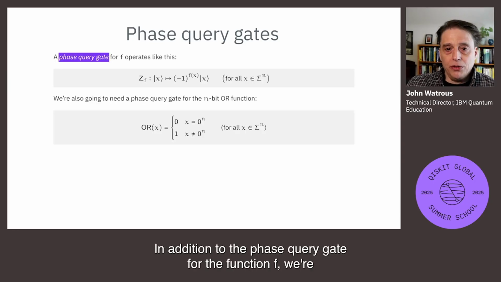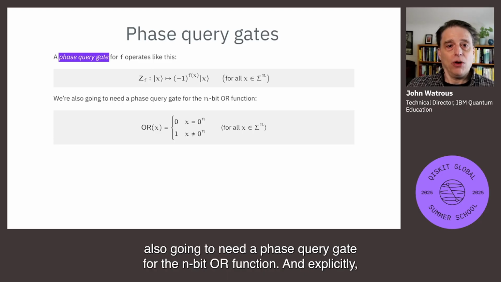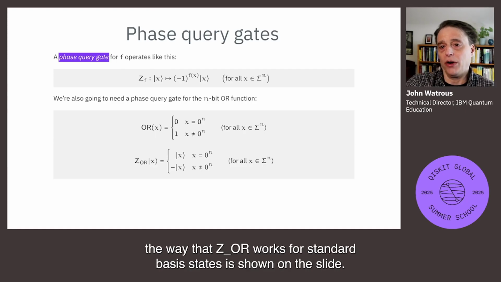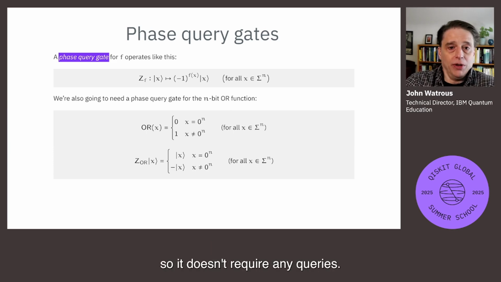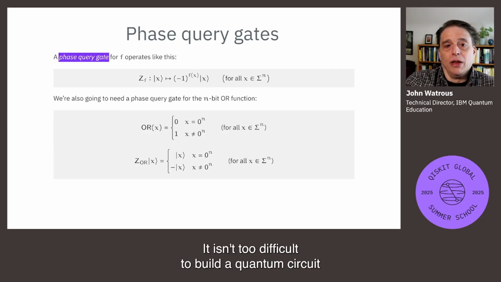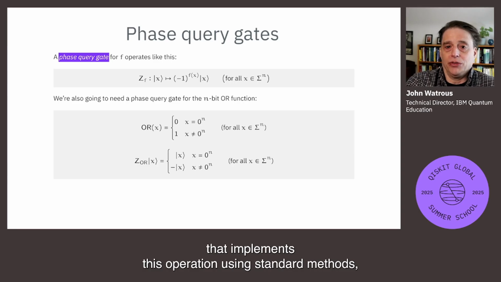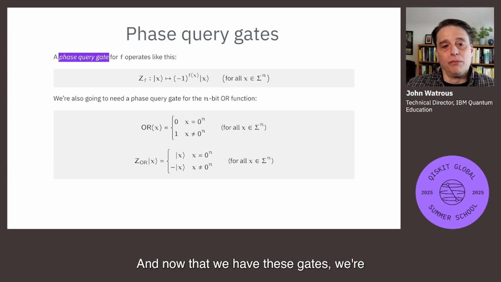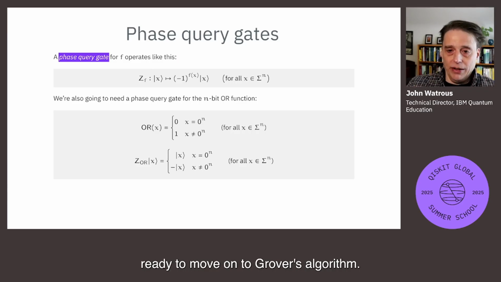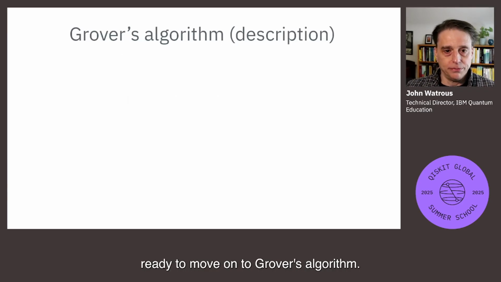In addition to the phase query gate for the function f, we're also going to need a phase query gate for the n-bit OR function, and explicitly the way that Z-OR works for standard basis states is shown on the slide. This gate doesn't have any dependence on the function f, so it doesn't require any queries. It isn't too difficult to build a quantum circuit that implements this operation using standard methods, but I won't explain that in this talk. And now that we have these gates, we're ready to move on to Grover's algorithm.